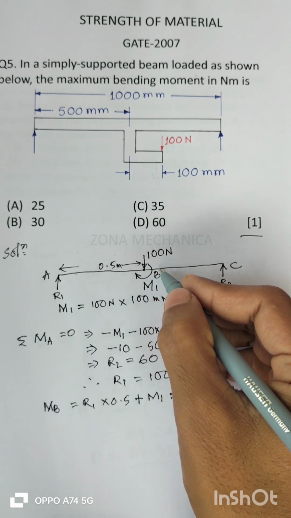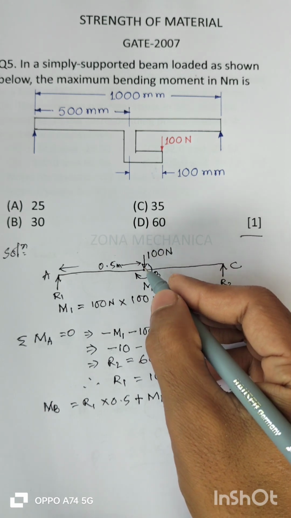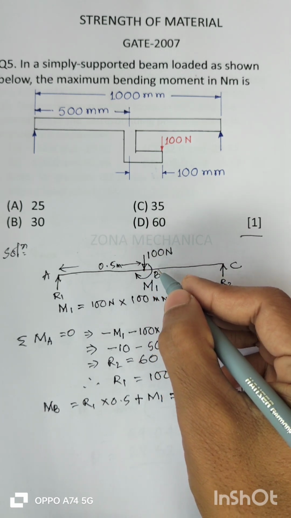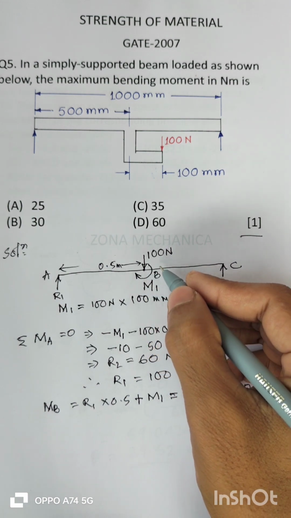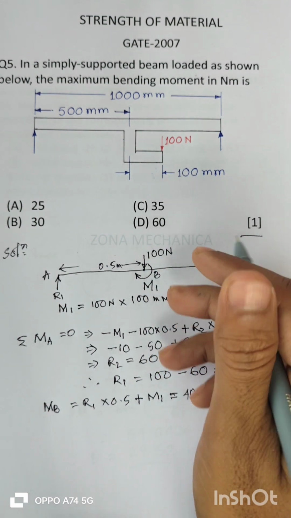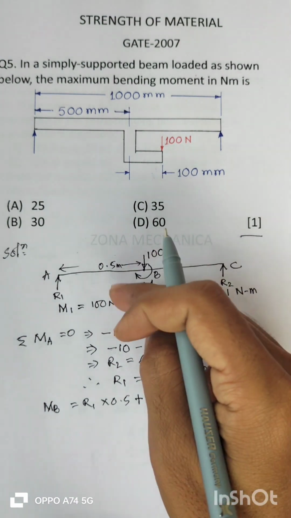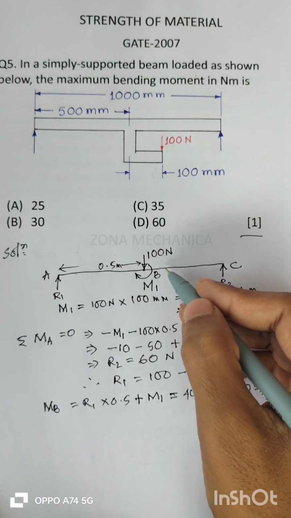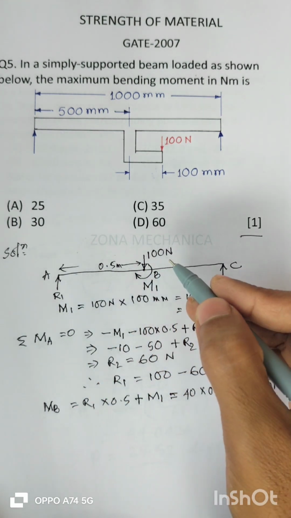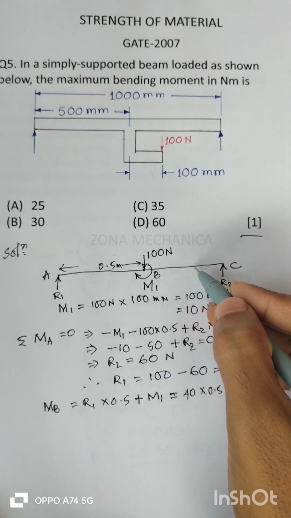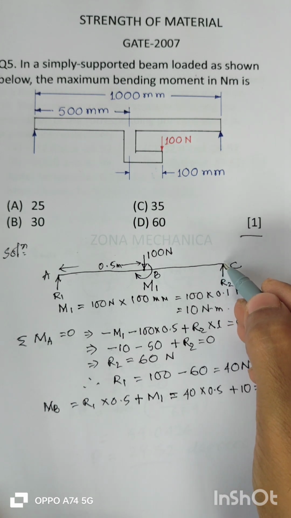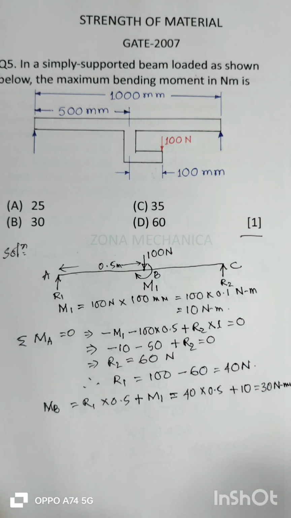But as we proceed beyond B, due to this 100 Newton force, one more anti-clockwise moment will be generated, right? This force into this distance. So you can realize the sense. This anti-clockwise moment will reduce this moment, and gradually the moment will reduce to 0 at the point C. So the maximum bending moment is attained at the point B, that is at the midspan, which is equal to 30 Newton meter.